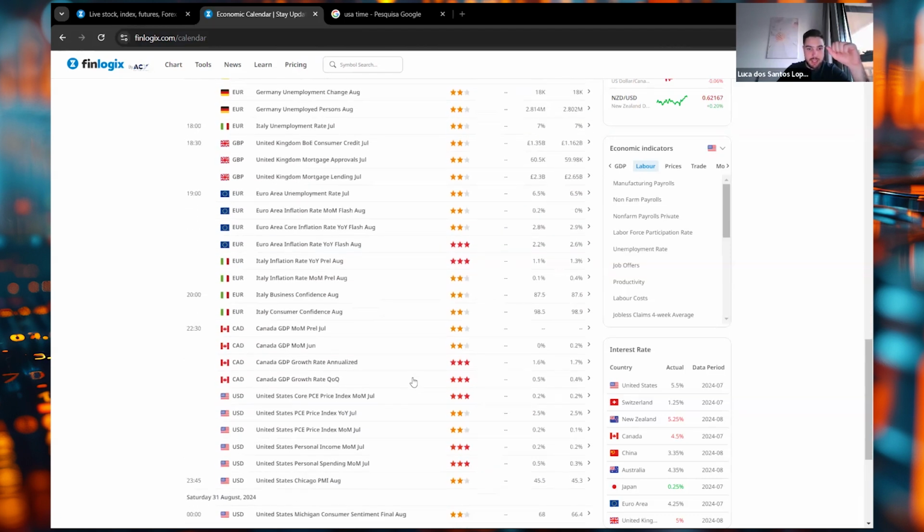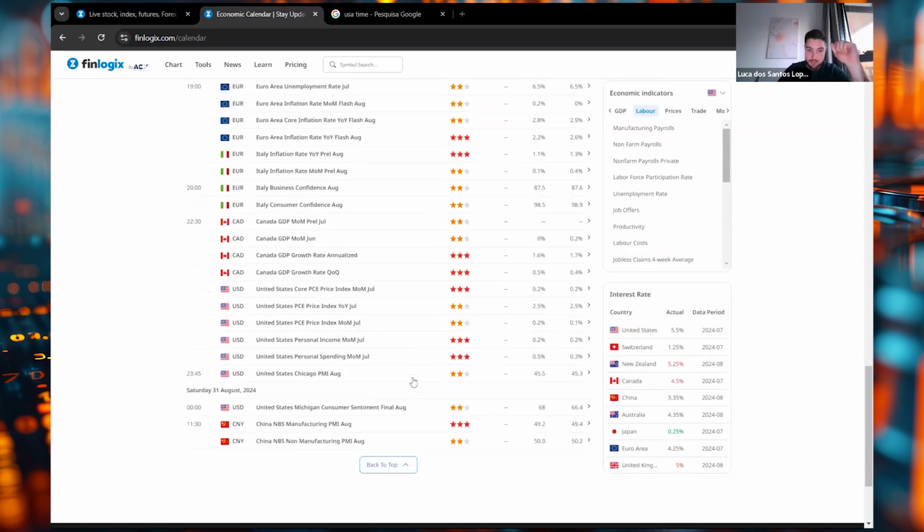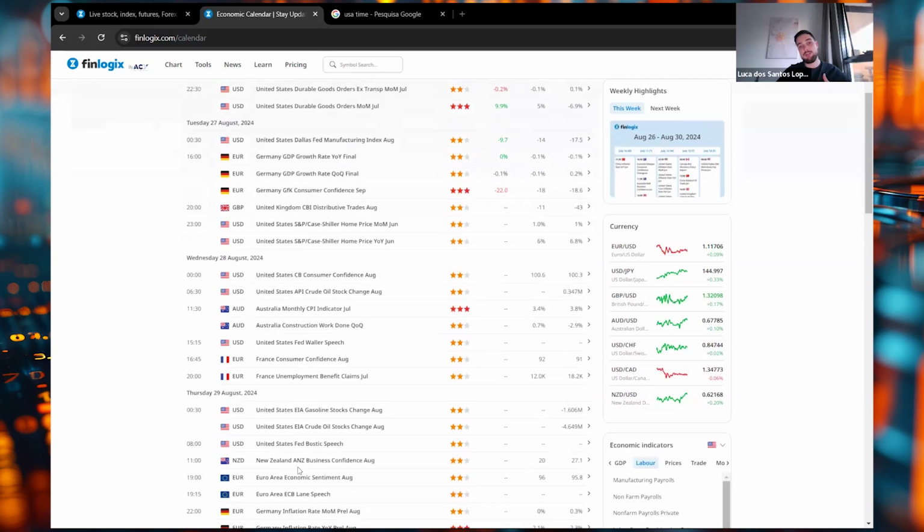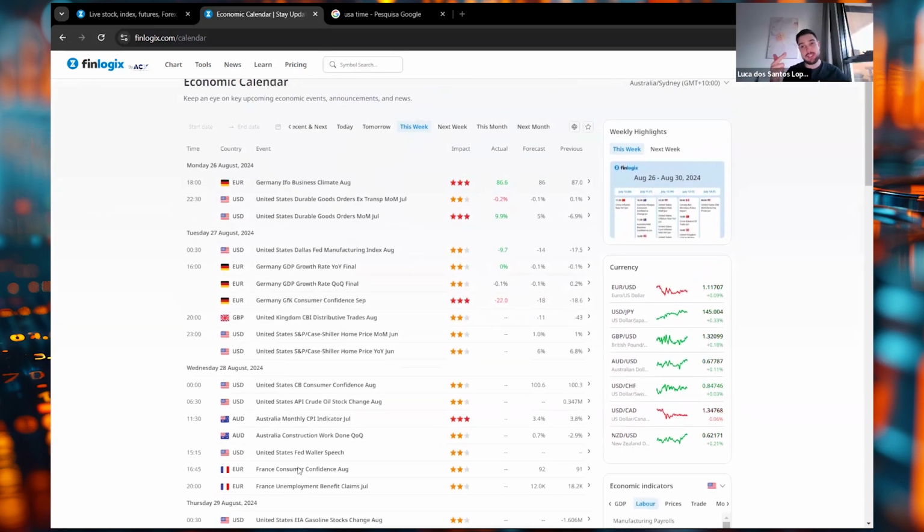GDP for Canada, and personal income and personal spending from USA on Friday. And then Saturday we have manufacturing PMI for China, 11:30 a.m. That's a weak time, but it is what it is. Anyways, that is pretty much the economic calendar for the week. Europe, USA, Australia. So we have Australia CPI, Europe CPI, USA GDP. All right. So there is a lot of volatility in the markets for this week.